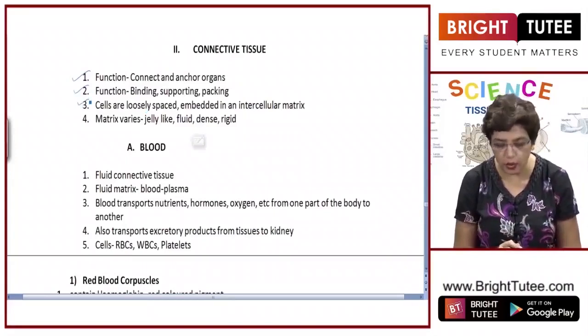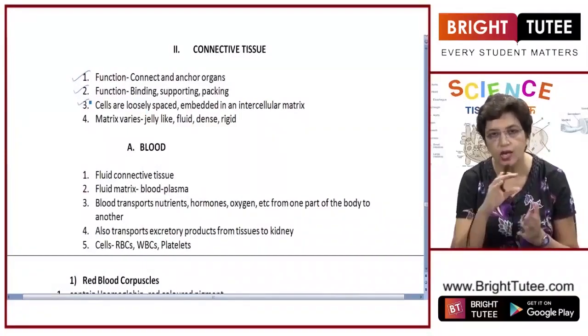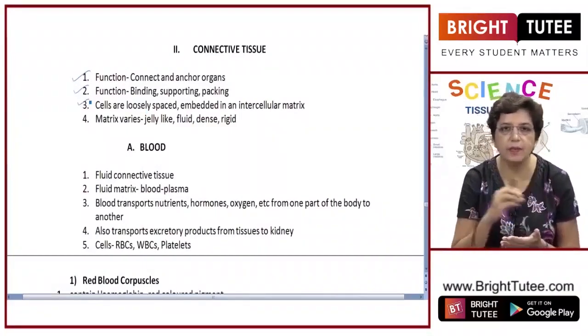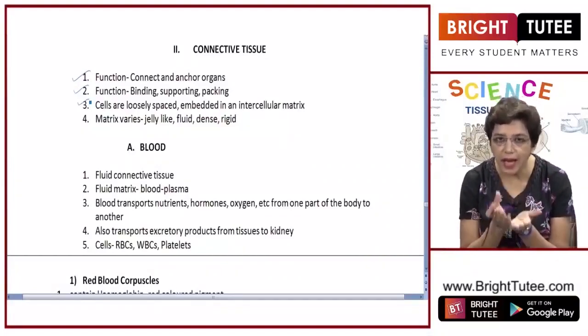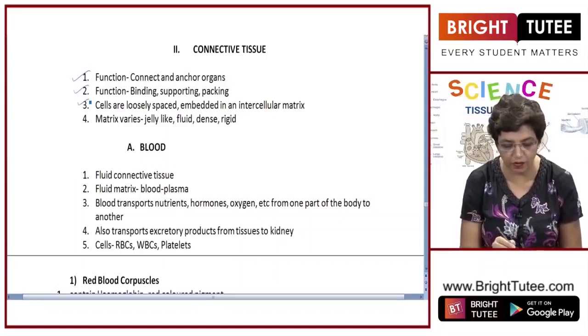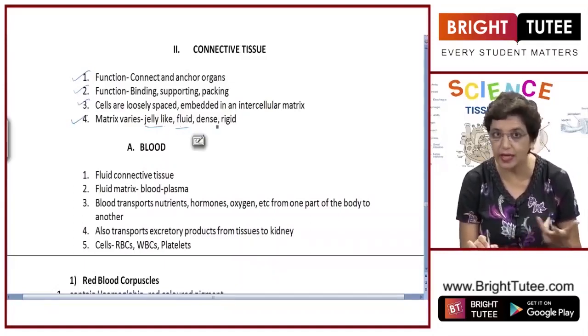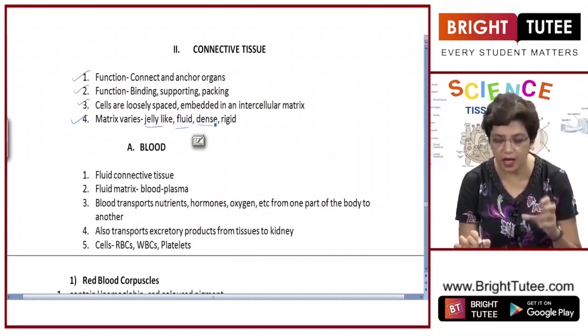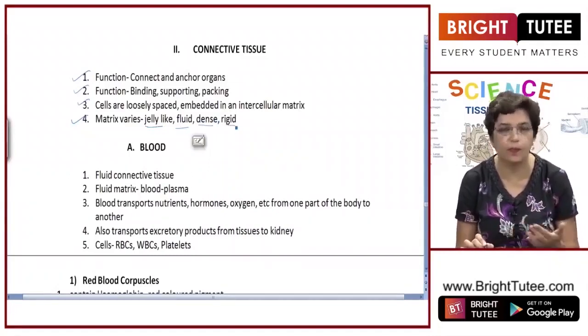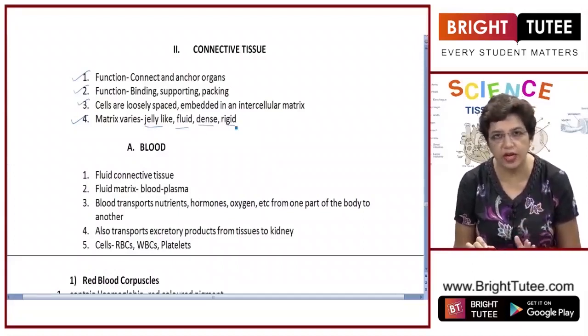Then cells are loosely spaced. They are embedded in intercellular matrix. This is a very important characteristic feature of a connective tissue. There is a matrix. The cells are embedded in the matrix. Alright. The type of the matrix depends upon the type of the connective tissue and what function they have to perform. The matrix can be jelly-like. Alright. It can be fluid, like in case of blood. It can be very hard, dense, or it can be rigid, depending upon the type of connective tissue. So let's study different types of connective tissue and their function.